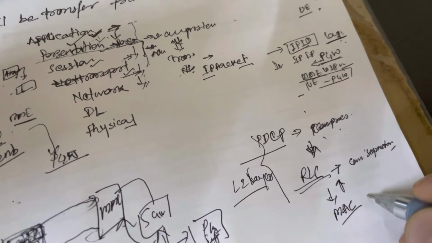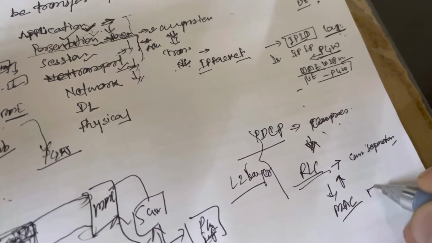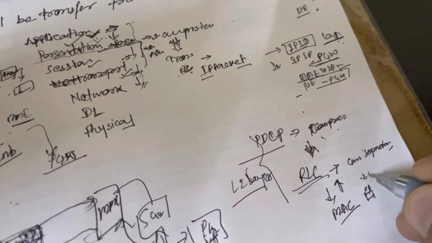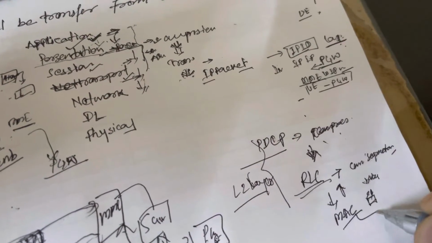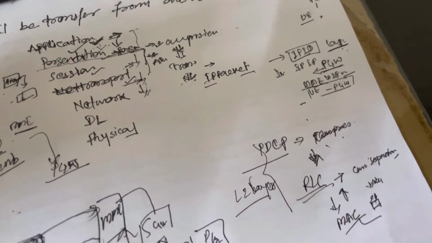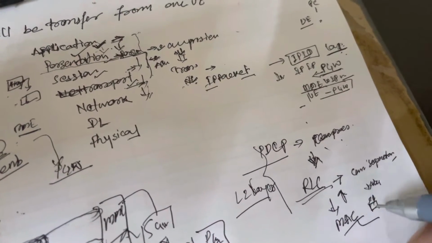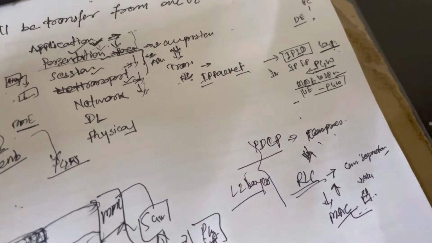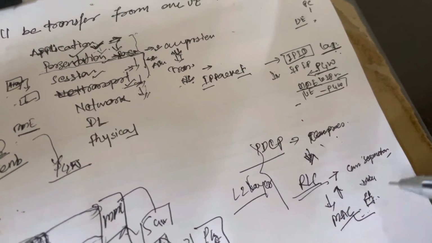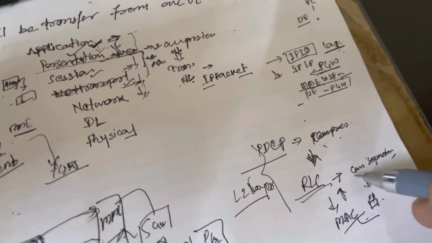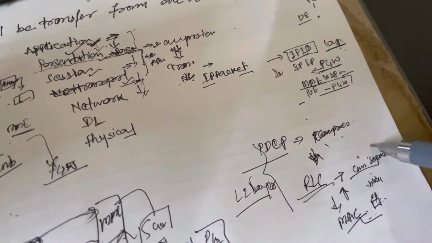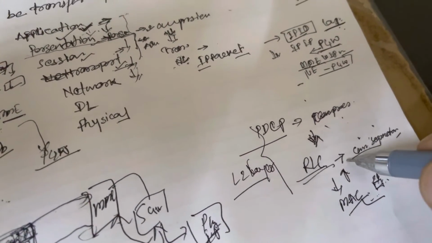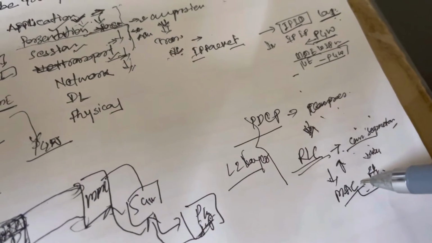Because suppose the MAC, based on the radio resource, has only taken 2 bits of data and you have 4 bytes of data, then how will it forward it to the next step? It can't forward it, right? So that's why, as per the MAC requirement, the MAC will tell how much data to forward. So as per this, it will perform the concatenation and segmentation procedure. Then after concatenation and segmentation, it will forward this data to the MAC layer.